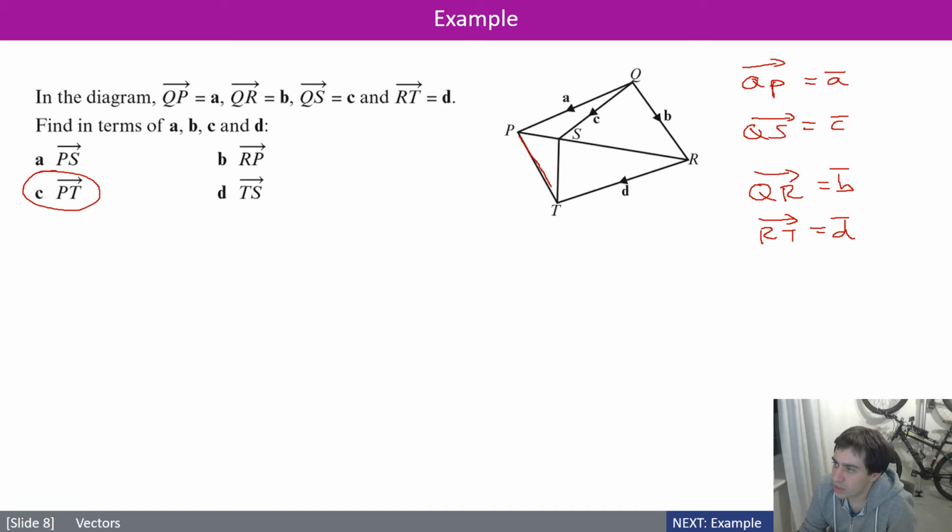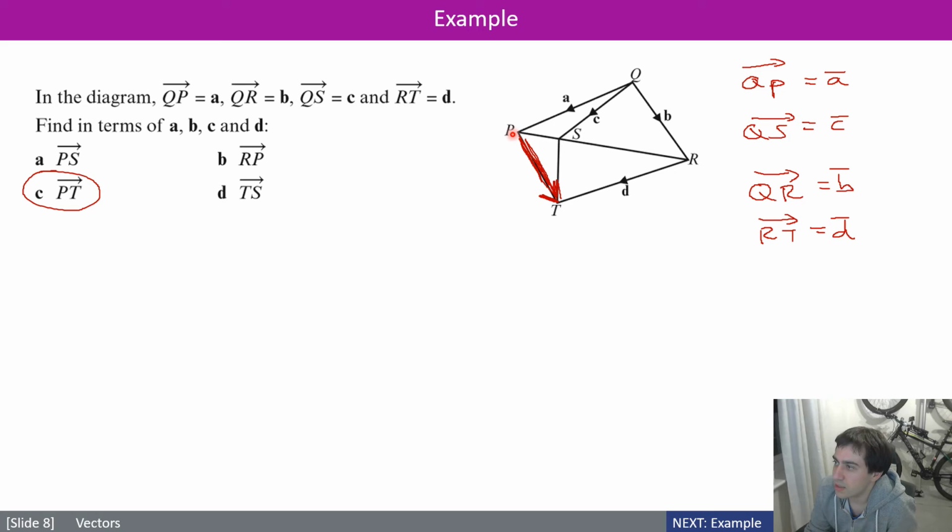So we want to find that vector there in that direction. Okay, that's PT. And the way you're going to answer this question is you basically need to think, okay, I'm going from P, I start at P and I end at T. Is there a way of starting at P and ending at T which follows a path of vectors for which I already have names? So for instance, I could go from P to T straight away, but that doesn't have a name. It doesn't have the name A, B, C, or D, so I can't do it.